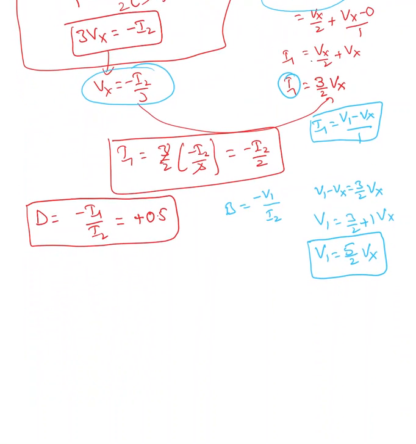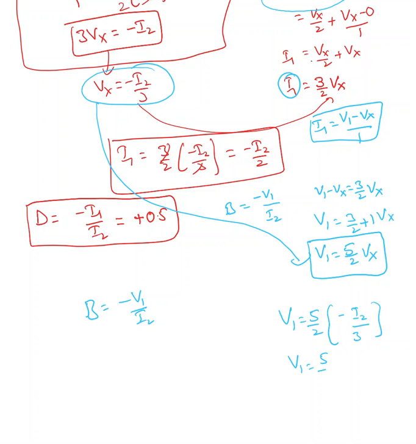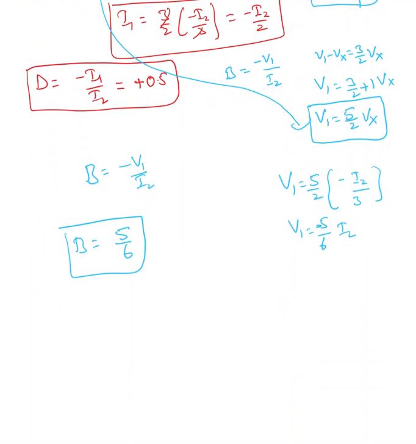Now to find B equal to minus V1 over I2, I'm going to substitute this Vx value right there. V1 equal to 5 by 2 times minus I2 over 3. So V1 equal to minus 5 by 6 I2. If I bring I2 to the other side, B is nothing but 5 by 6. That's our B. So I found all the quantities.